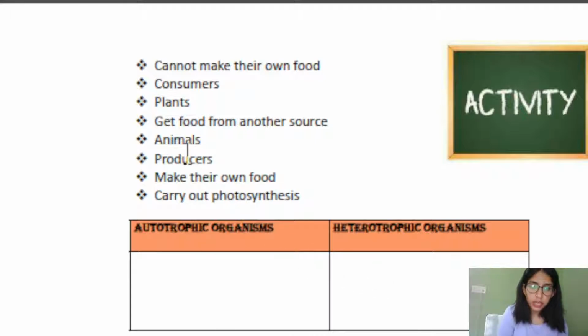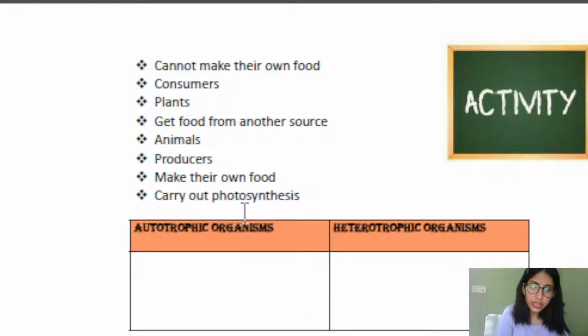So animals will be under the category of autotrophs or heterotrophs. Yes, you can give your answers in the comment section. Yes, so animals will belong to the category of heterotrophic organisms. And producers will be autotrophs or heterotrophs. Yes. So producers will be autotrophs only. Make their own food. This is quite easy. Producers will be making their own food and they will be under autotrophic organisms only.